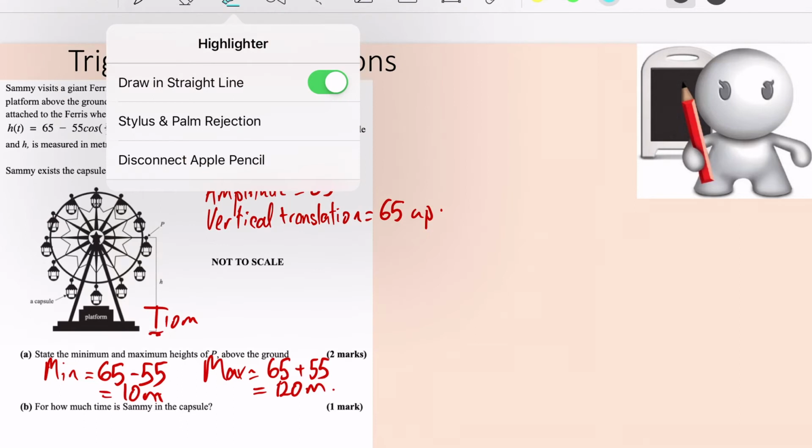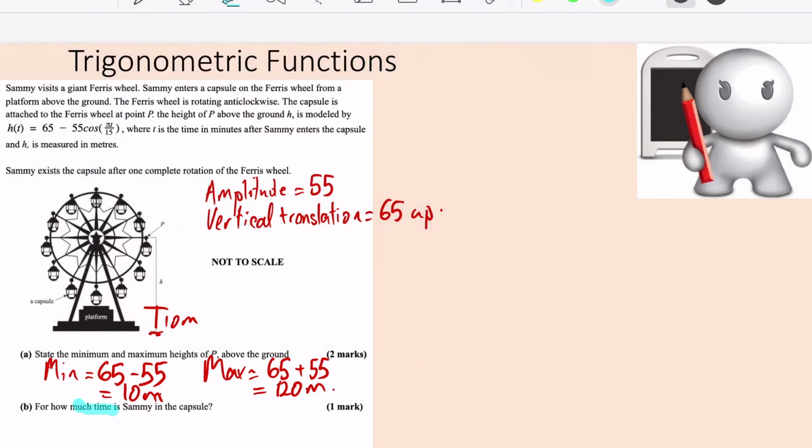Next one. How much time is Sam in the capsule? Now, look at our coefficient. This function is the height compared with time, so the period is in terms of t. It's a cosine function, so the period of a normal cosine function is 2 pi, and I'm going to divide it by the coefficient of t. Put that into your calculator and you're going to get 30. Reread the question: time is in minutes.